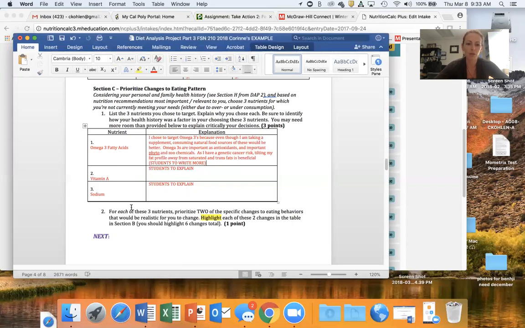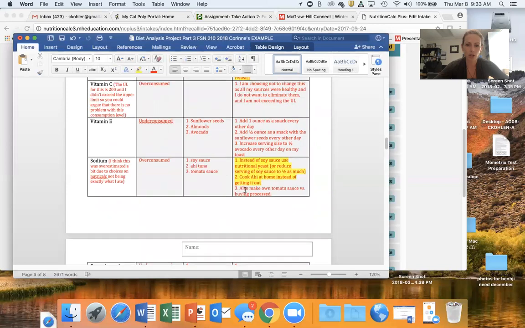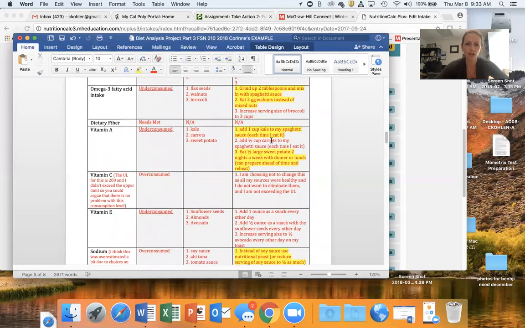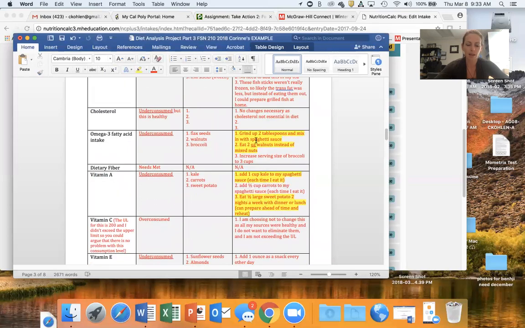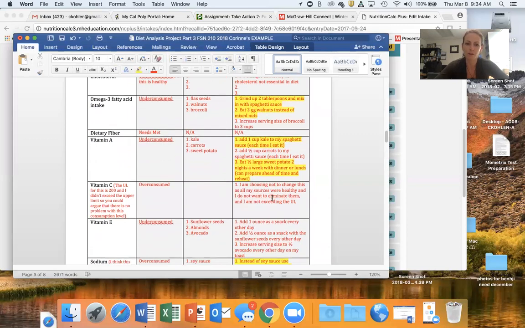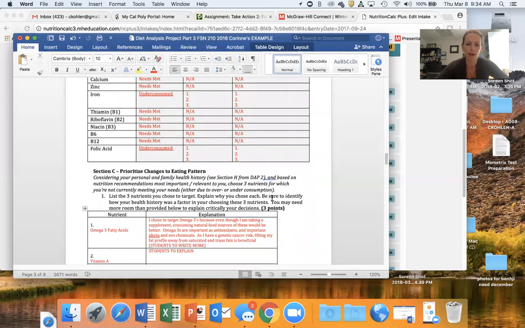Then for these 3 nutrients, whichever 3 you picked, you're going to prioritize 2 of your changes and highlight them. So you're going to go back up to this section and you can see where I highlighted changes for sodium, vitamin A, and omega-3s. The 2 that I chose to highlight for each one were ones that I think were obtainable and realistic for me and my eating pattern. So total, you should highlight 6 things, 2 from each of these 3 nutrient categories.